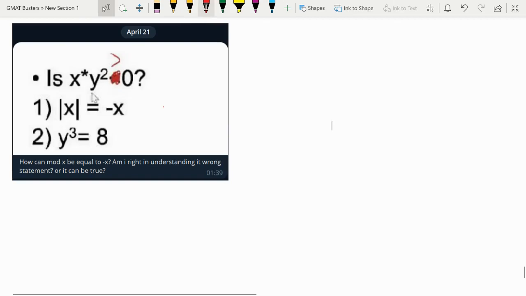So this is a common question for many students. First of all, mod x. How is mod x equal to minus x? This is a very common question, right? So first of all, understand what mod x is.